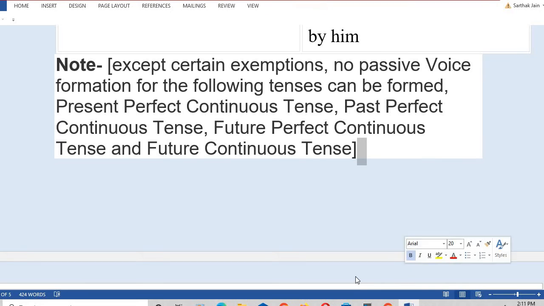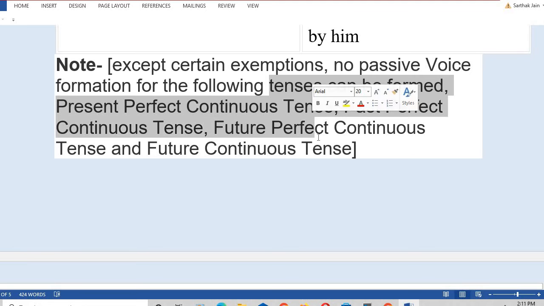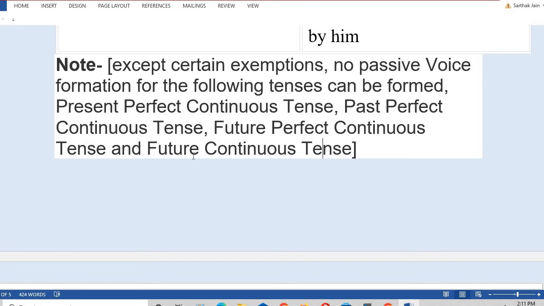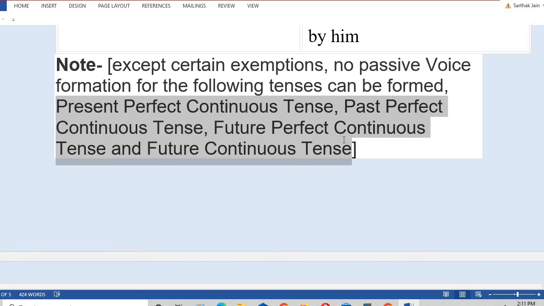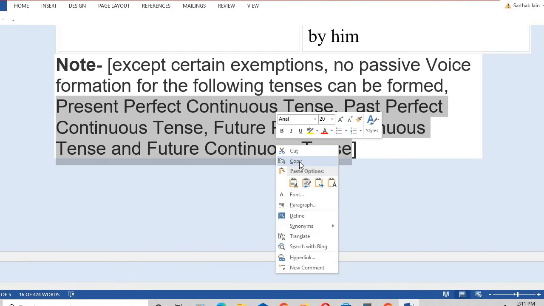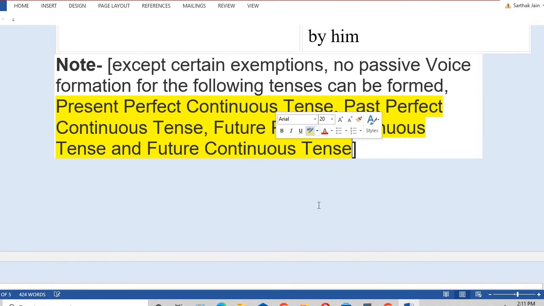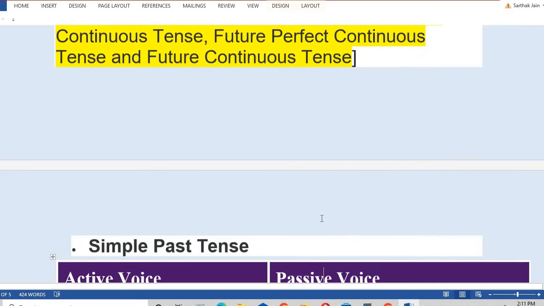Now you have to note down this part also, very important. Except for certain exemptions, no passive of the following tenses will be formed. What are these tenses? Present perfect continuous, past perfect continuous, future perfect continuous, and future continuous. These four types of tenses will never be converted into passive voices.